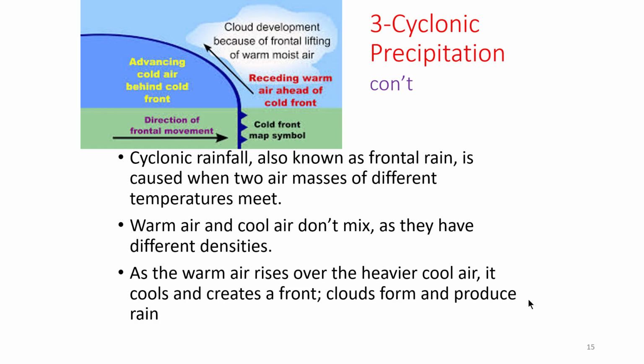Cyclonic rainfall, which has another name, frontal rain, is caused when two air masses of different temperatures meet. Of course, warm and cool air don't mix, as they have different densities, and the warm air rises up over the heavier cool air, and it cools and creates a front, clouds form and produce rain.